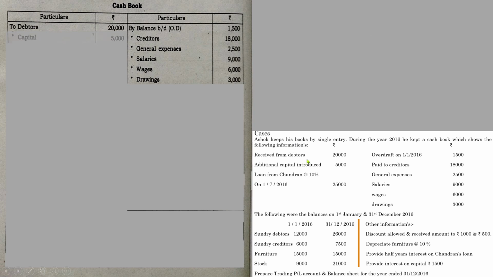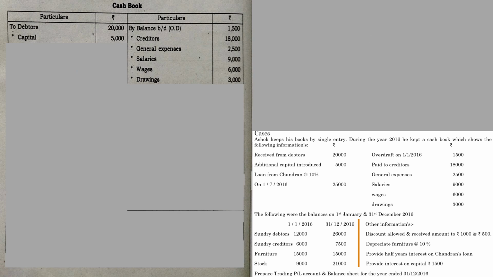Next one, additional capital introduced during the year. It is in the form of cash. And remember, here it is specifically mentioned that the cash book will show the following information. Only the items relating to this have to be considered. No other information should be taken into consideration. So 5,000, it is an additional capital, meaning capital introduced in the business, so there is an increase in cash.